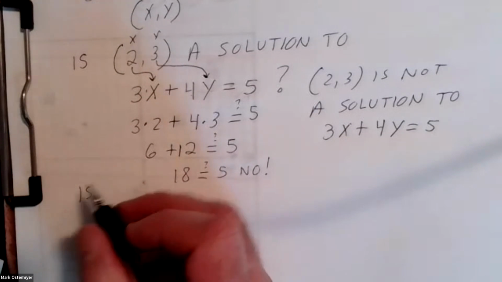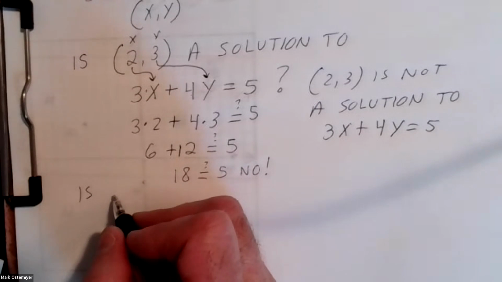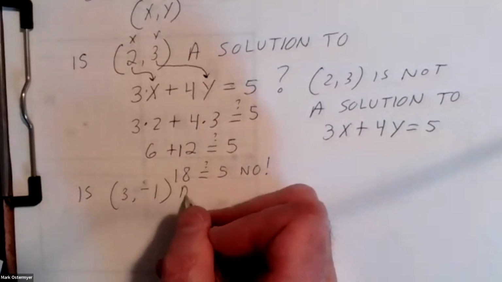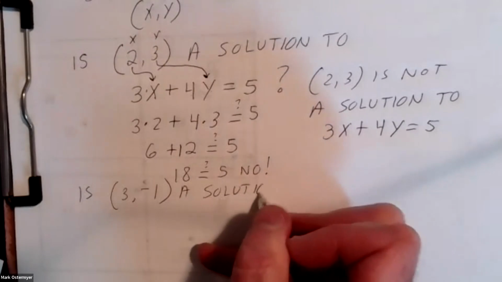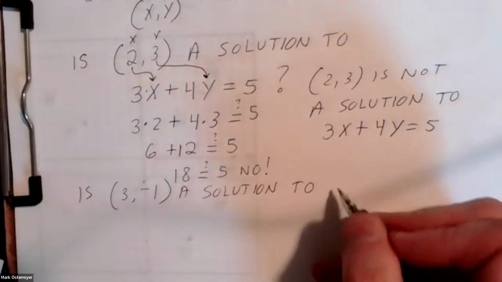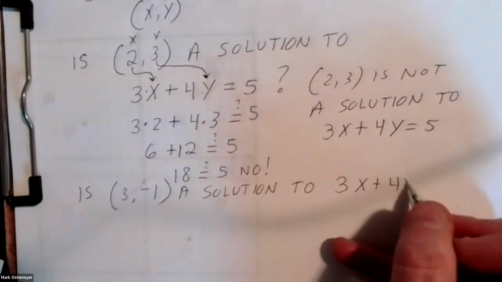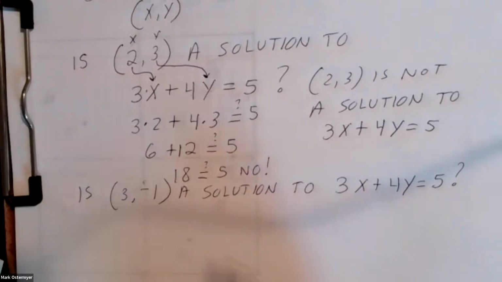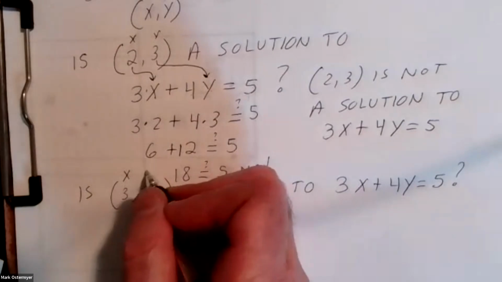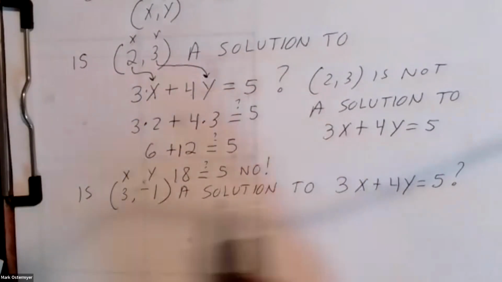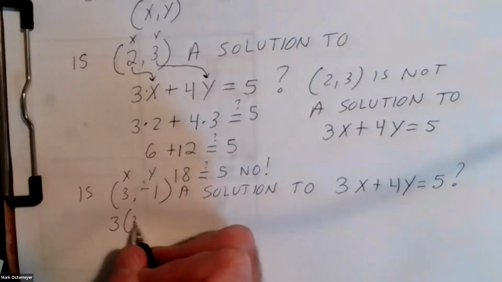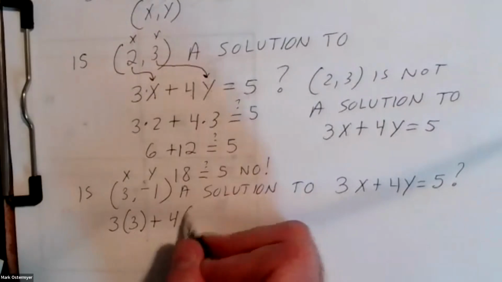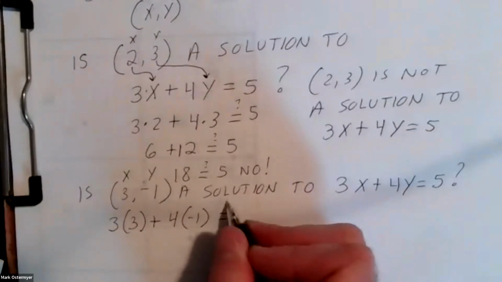Is the point 3, -1 a solution to the linear equation 3x plus 4y equals 5? Well, we got to test it out. So I'm going to replace the x variable with the x coordinate and the y variable with the y coordinate. So in for x goes 3. So we got 3 times 3 plus 4 times y is replaced with -1. Question, is that equal to 5?